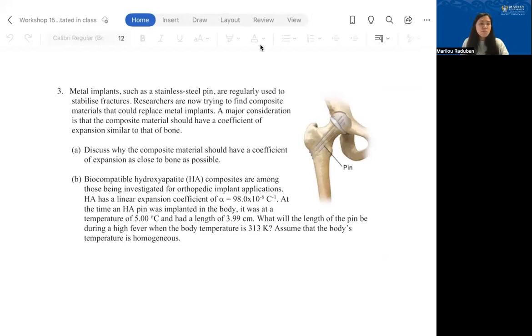I won't end the Zoom call, so you can stay there. I'll just mute my microphone. But if you have any questions, feel free to pop them into the chat box, and I'll be able to read them and respond to them.